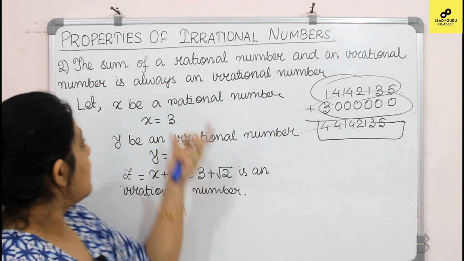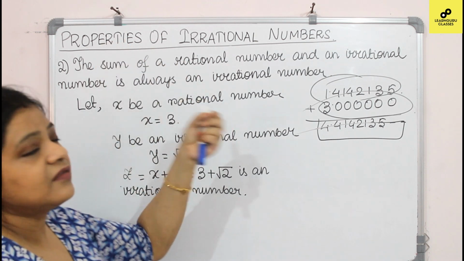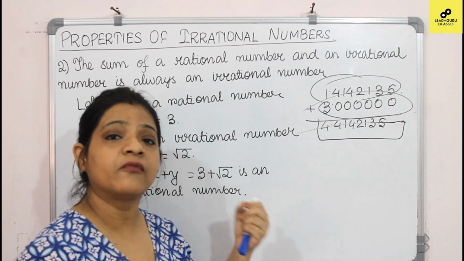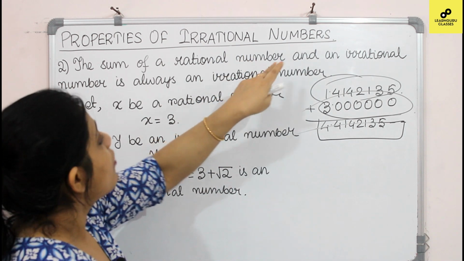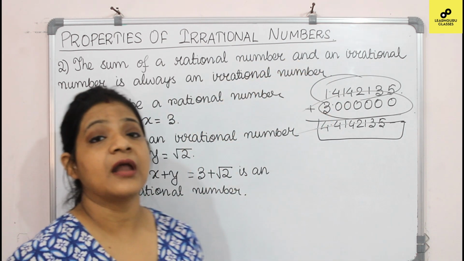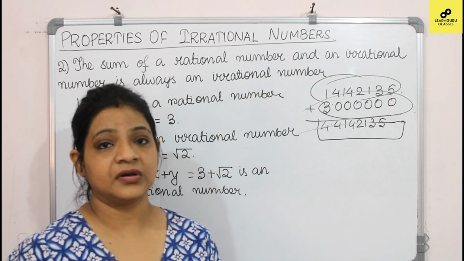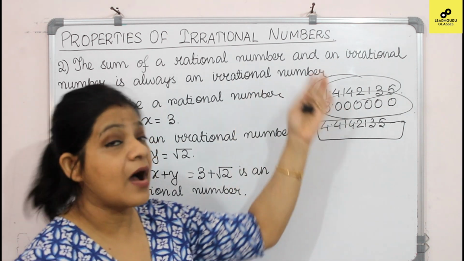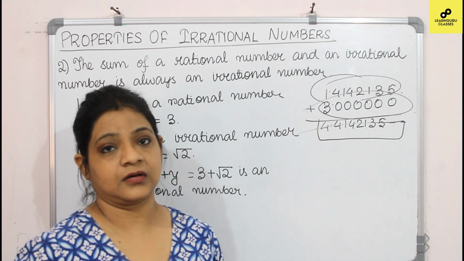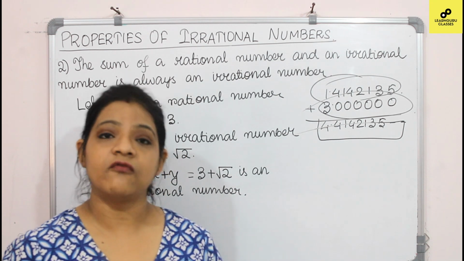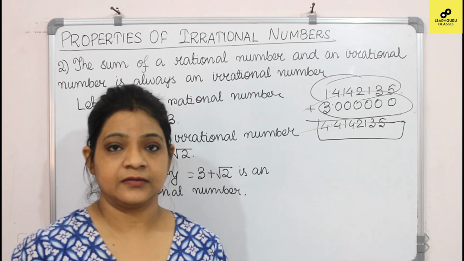So the statement that is always asked in objective type questions, MCQs, that the sum of a rational number and an irrational number is always an irrational number, we have tried to understand this with this logic. Okay, so let's move on to the third statement.